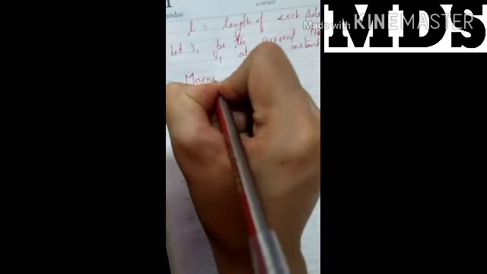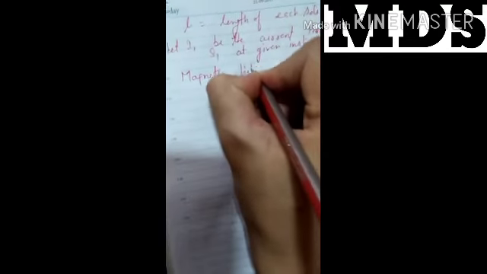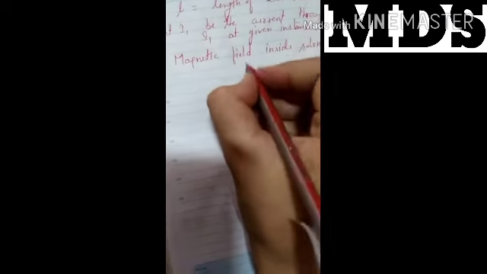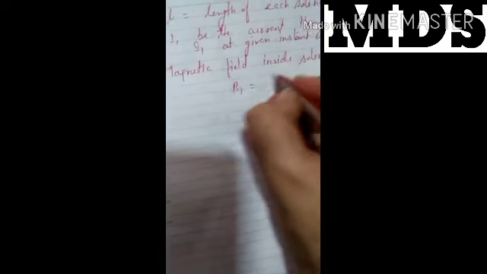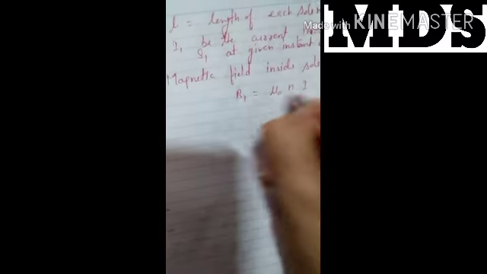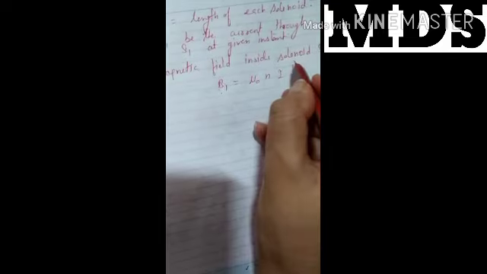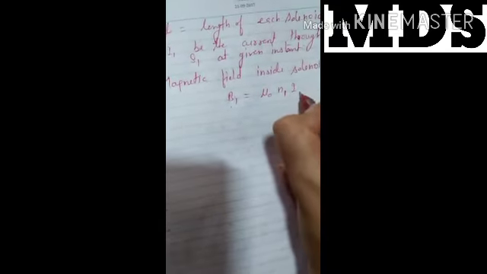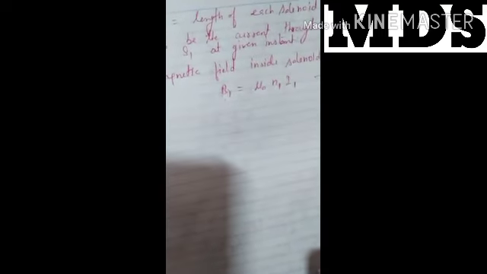Then how can we find the magnetic field inside solenoid S1? As we know, the magnetic field due to a solenoid is B equals mu naught N I. Here B1 is the magnetic field in S1, N1 is the number of turns, and I1 is the current. That is the first equation.